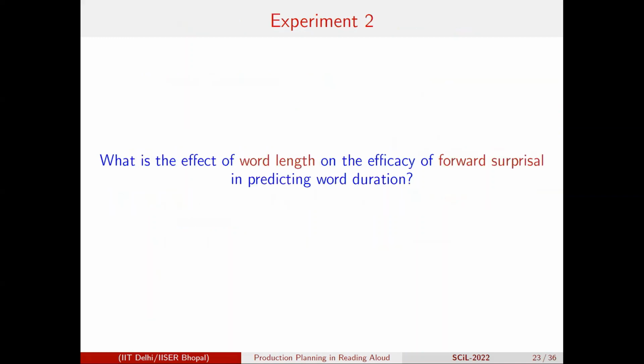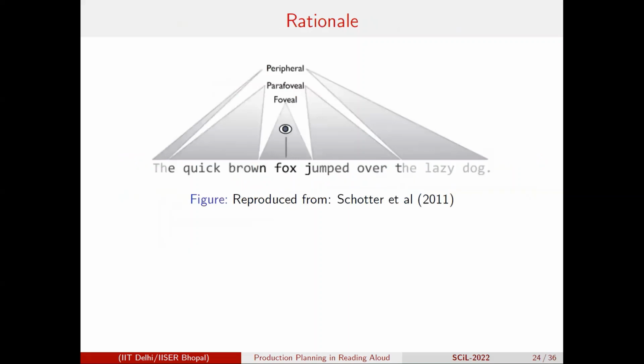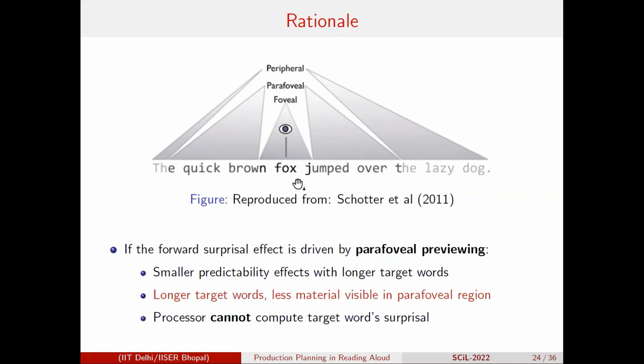The second question is, what is the effect of word length on the efficacy of forward surprisal in predicting word length? The rationale is that if forward surprisal is driven by parafoveal processing, then the length of the target word will have its own role. If the word is very long, then less information will be available in the parafoveal region, and the predictability effects will be hampered.